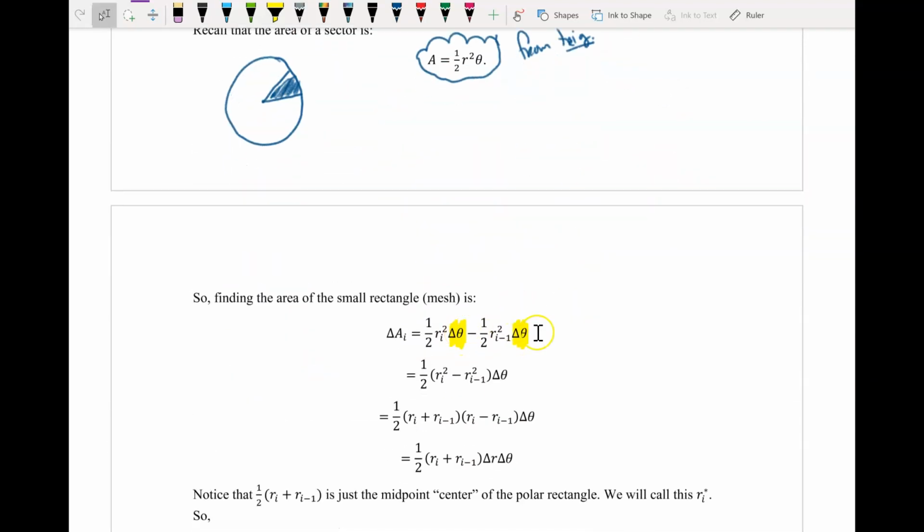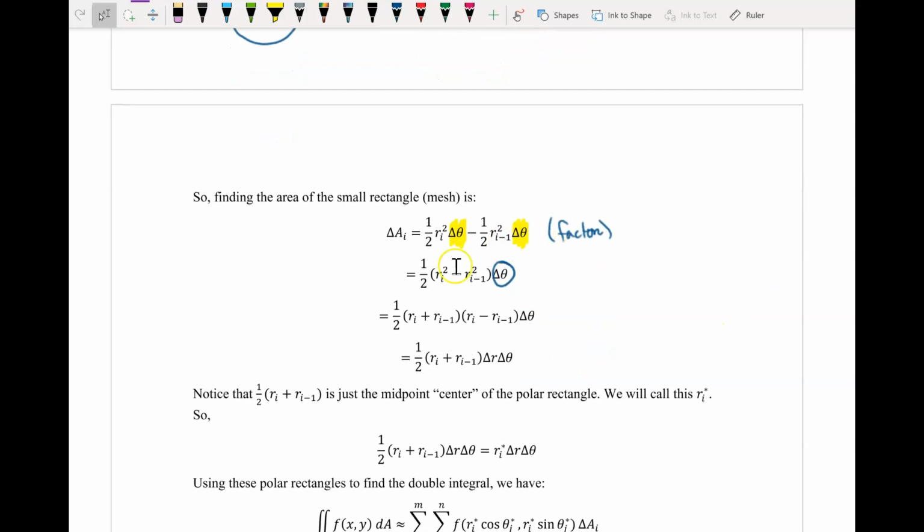So we can factor this guy out, and you can see that you got the factored form here. Now we factored out the delta theta, and we can further use a factored form of this guy. So this is just a difference of squares. If you recall from algebra, a squared minus b squared is equal to (a plus b)(a minus b). So that's where this guy came from. All right.